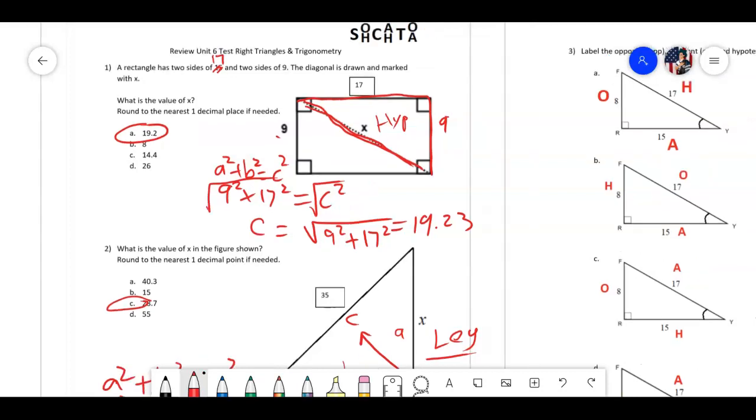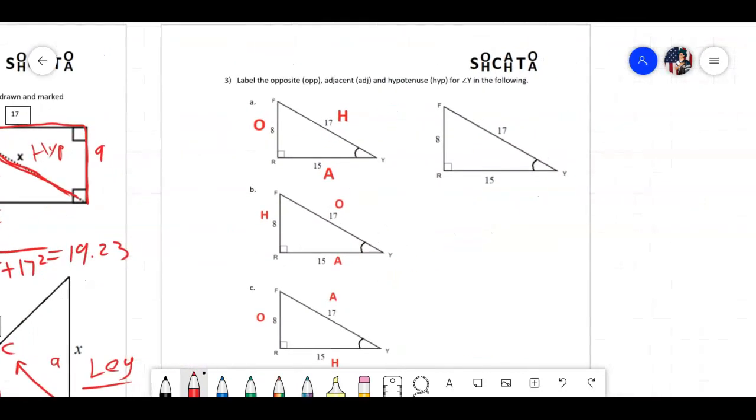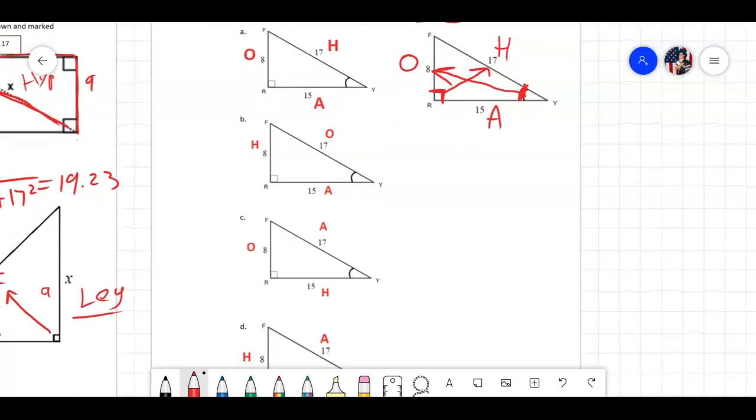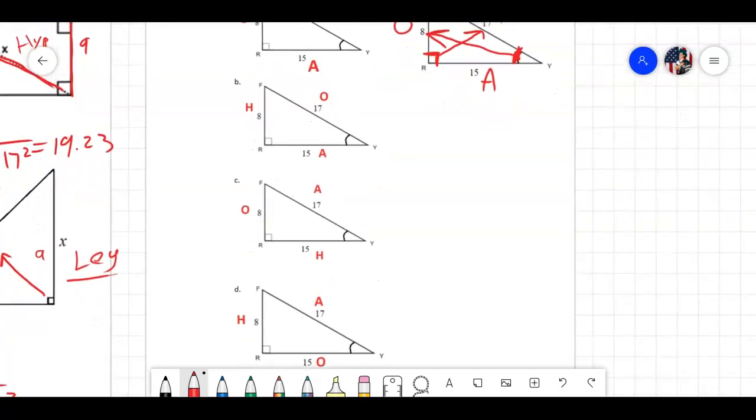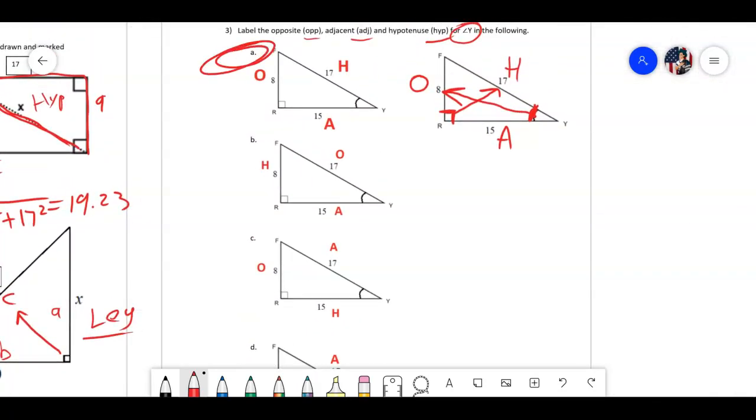Okay. Now let's look at number 3. We should be really good at SOHCAHTOA, labeling OH and A. That's what it says for us to do. Label the opposite, the O, the adjacent, the A, and the hypotenuse, the H, or what I call OH and A, starting at angle Y. So starting at angle Y, the opposite is right across here at O. Across from 90 is always my H, and the leftover one is next to Y, A adjacent. Now, which one of these answer choices looks like that? Well, letter A does.